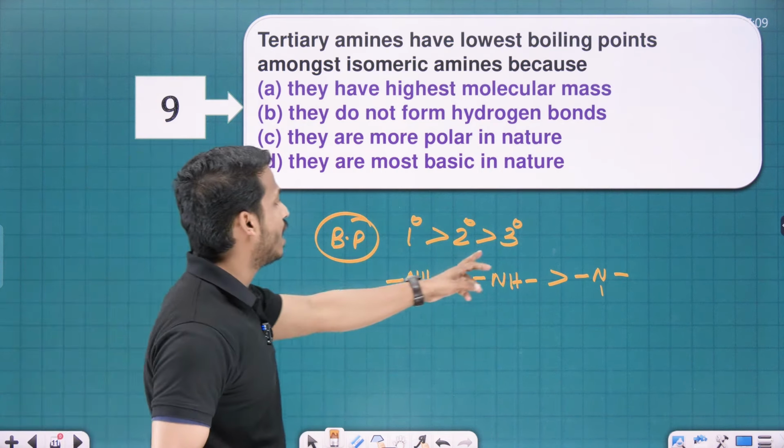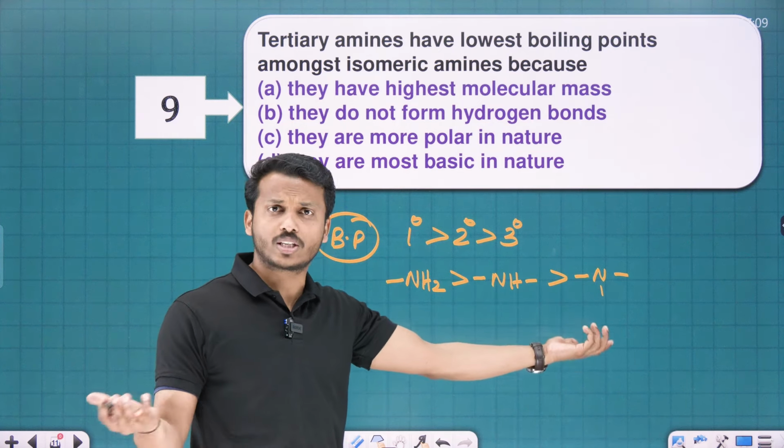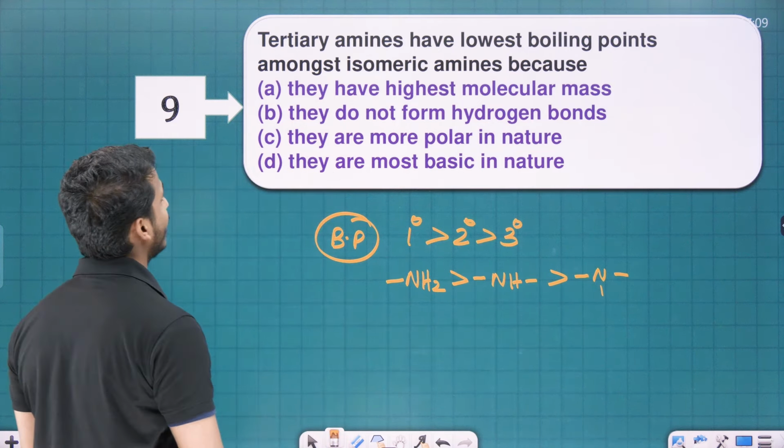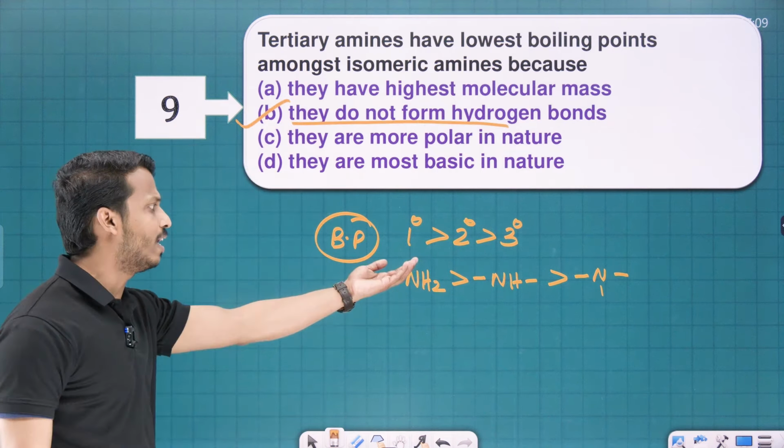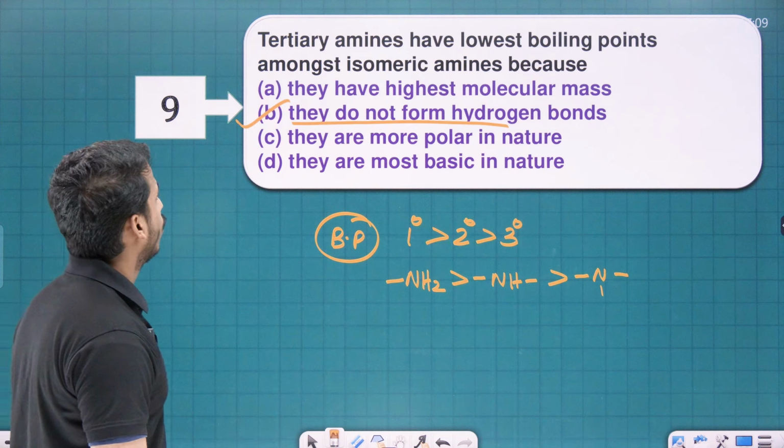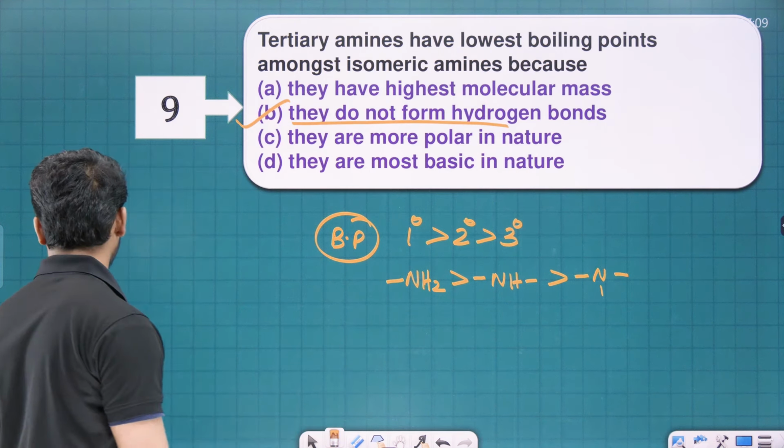So why does tertiary amine have the lowest boiling point? Because they cannot form hydrogen bonds. They do not form hydrogen bonds because they do not contain any hydrogen on nitrogen. Okay, or they have higher molecular mass. Okay, that's it. Next one.